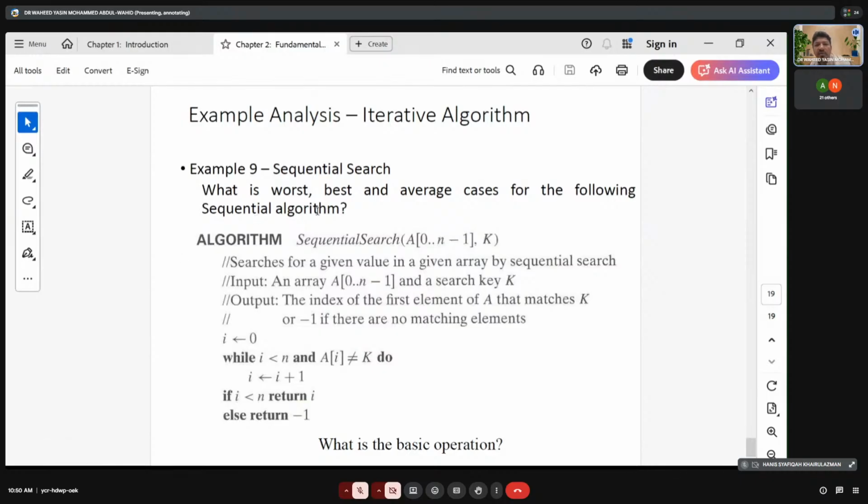Example 9 is sequential search. What are the worst, best, and average cases for the following sequential search? If the key is the first item, that will be the best case. The worst case is if it is at the end, or the key is not in the array. And the average case is in between.